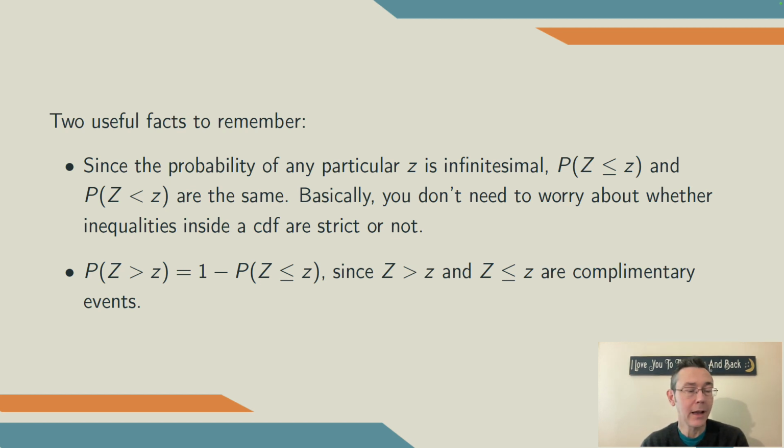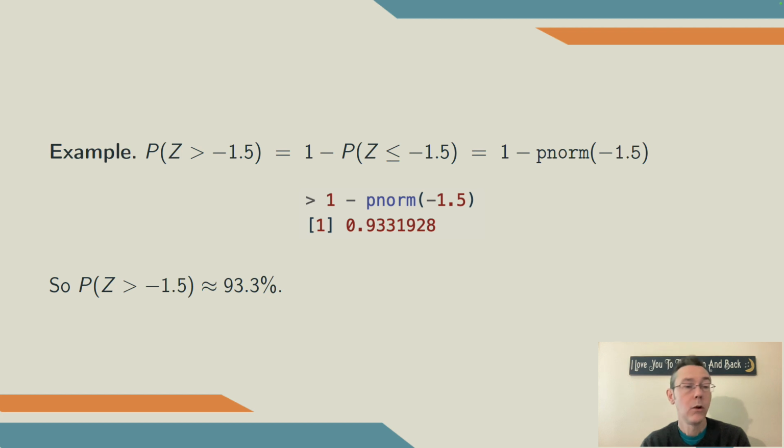Secondly, to find the probability of getting a random z-score greater than a particular value, you can do 1 minus the probability of getting a z-score at random less than that value. And the reason is just that the events z greater than the value and z less than or equal to the value are complementary. So the formula you're seeing on the second bullet point on the left is just the rule of complements. For instance, to do the probability that z is greater than negative 1.5, we do 1 minus the probability that z is less than negative 1.5. 1 minus Phi of negative 1.5, 1 minus pnorm of negative 1.5 is 0.933. So this probability is about 93.3%.